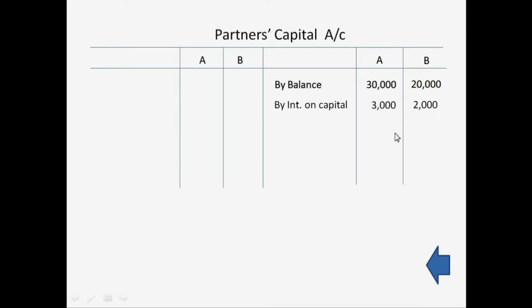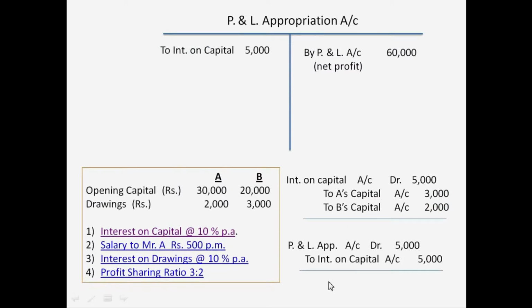Now we can easily see that the balance of A's capital account and B's capital account increased. The balance of A's capital account is showing 33,000 and the balance of B's capital account is 22,000. So earlier their balances were 30,000 and 20,000, but after posting this entry, the balance of A's capital account increased by 3,000 and the balance of B's capital account by 2,000. So in this manner the first point is over.